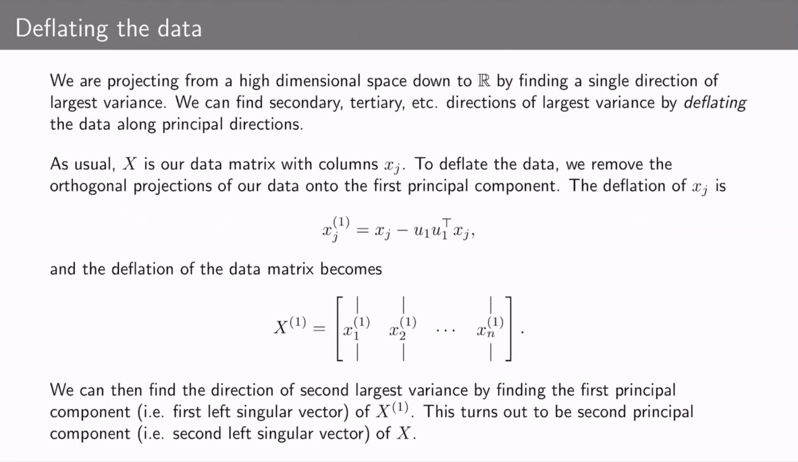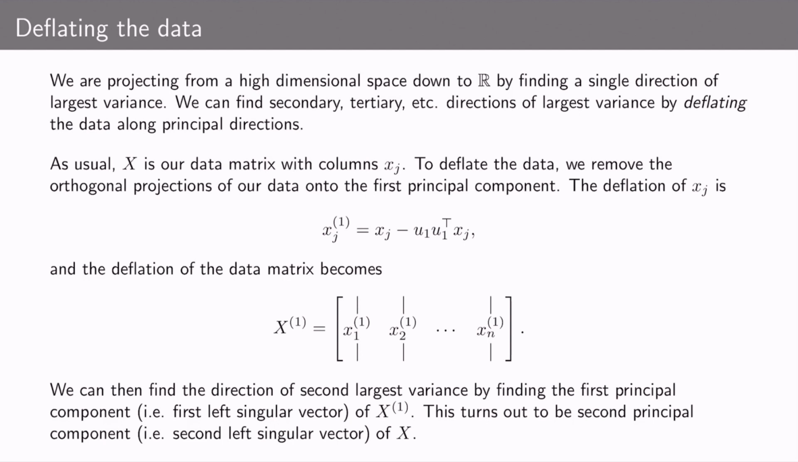So far, we've projected 17-dimensional data down to a single dimension to find a single direction of largest variance. But we can do more. We can find a second largest direction of variance, a third largest, etc., by doing something called deflation. We'll find that single direction of largest variance, and we'll deflate the data along that direction, and then repeat our process of finding a principal direction.